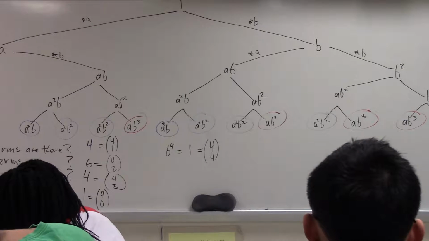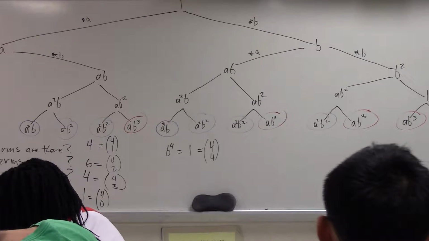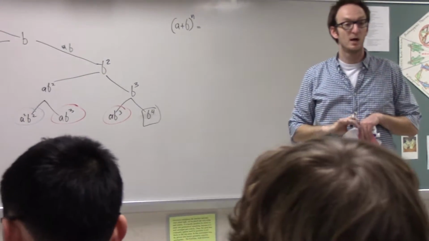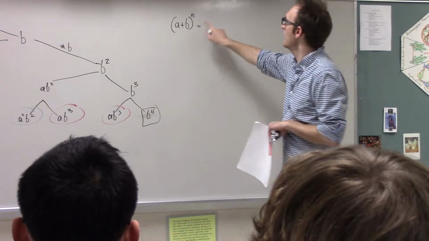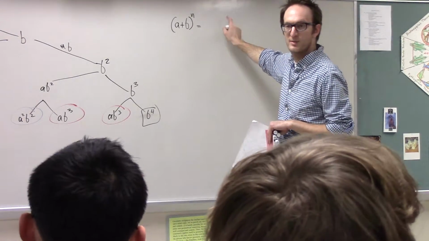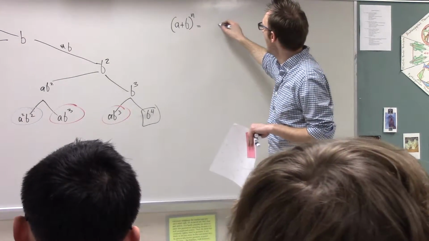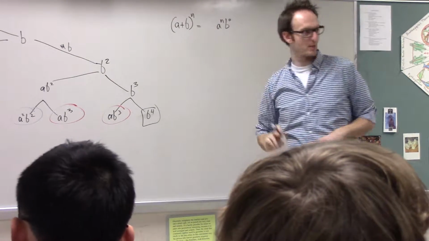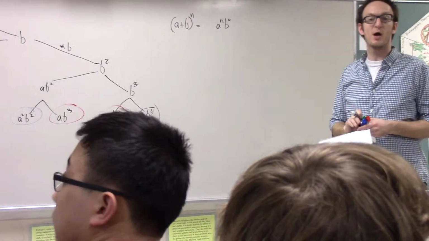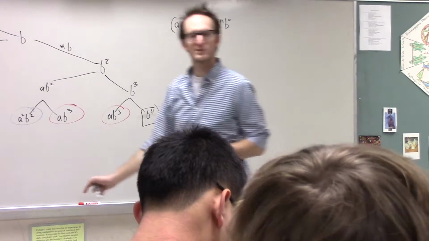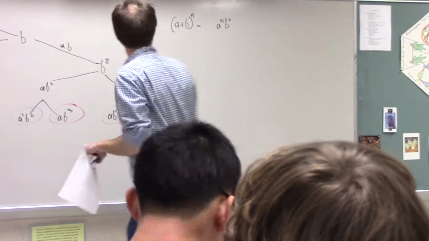Okay, so let's do it. What is a plus b to the n? It is time to state the binomial theorem more generally. If I raise it to the n, what's the first term? Never mind the coefficient. What's it going to be? It's just going to be a to the n, and I'll be a little bit more annoying by writing a to the n, b to the 0. And what is the coefficient?